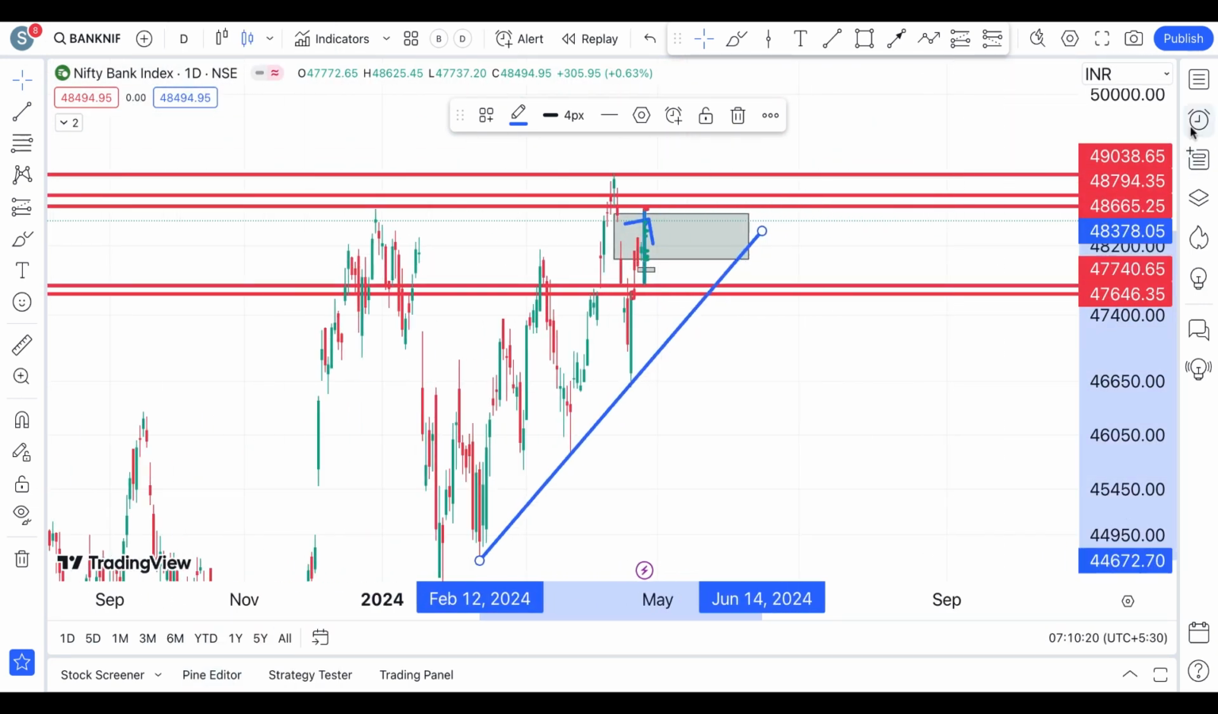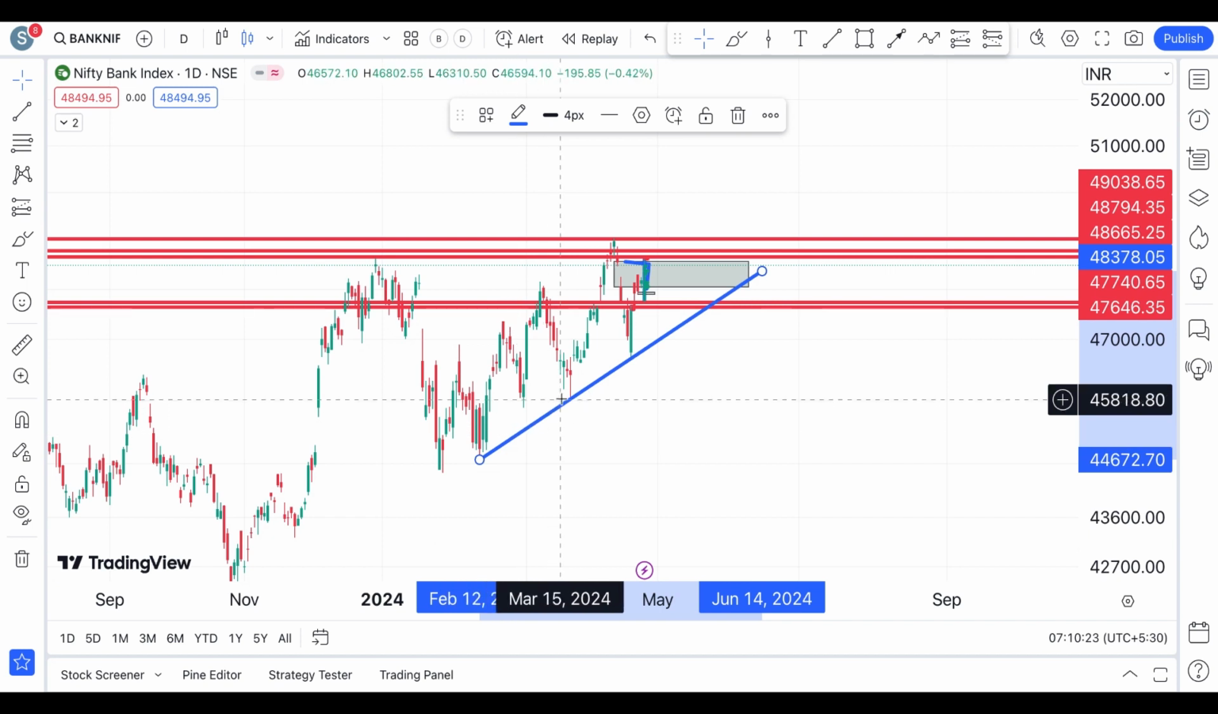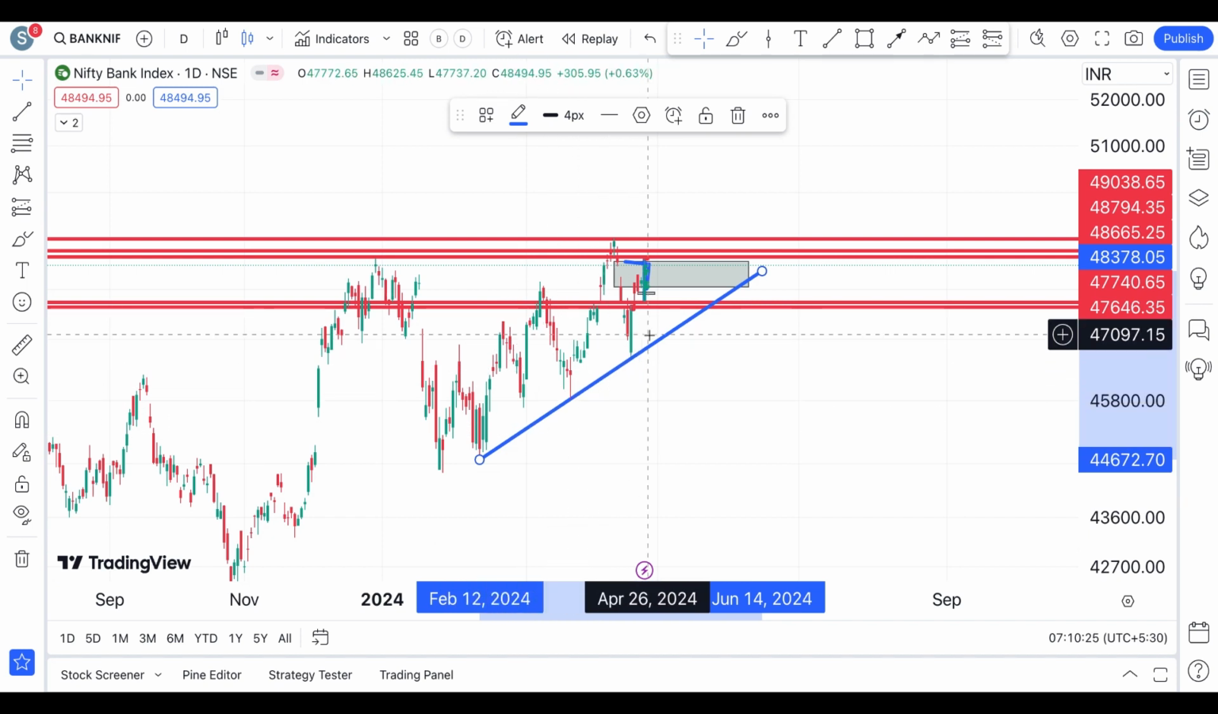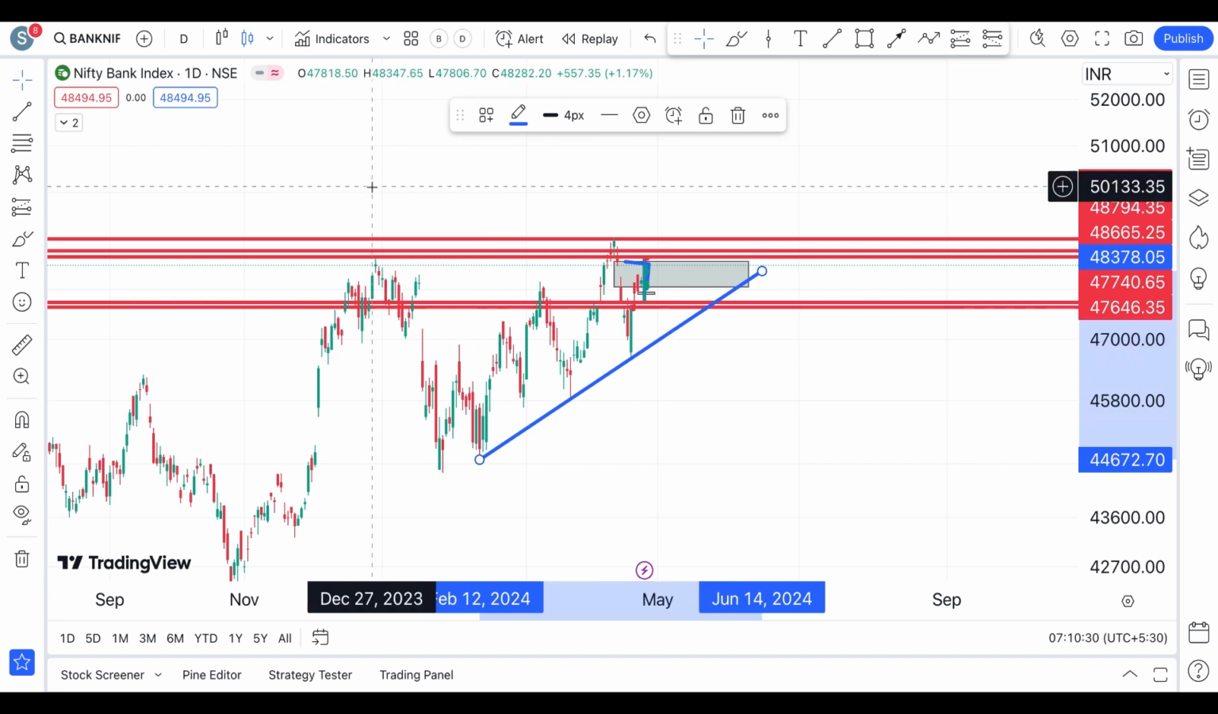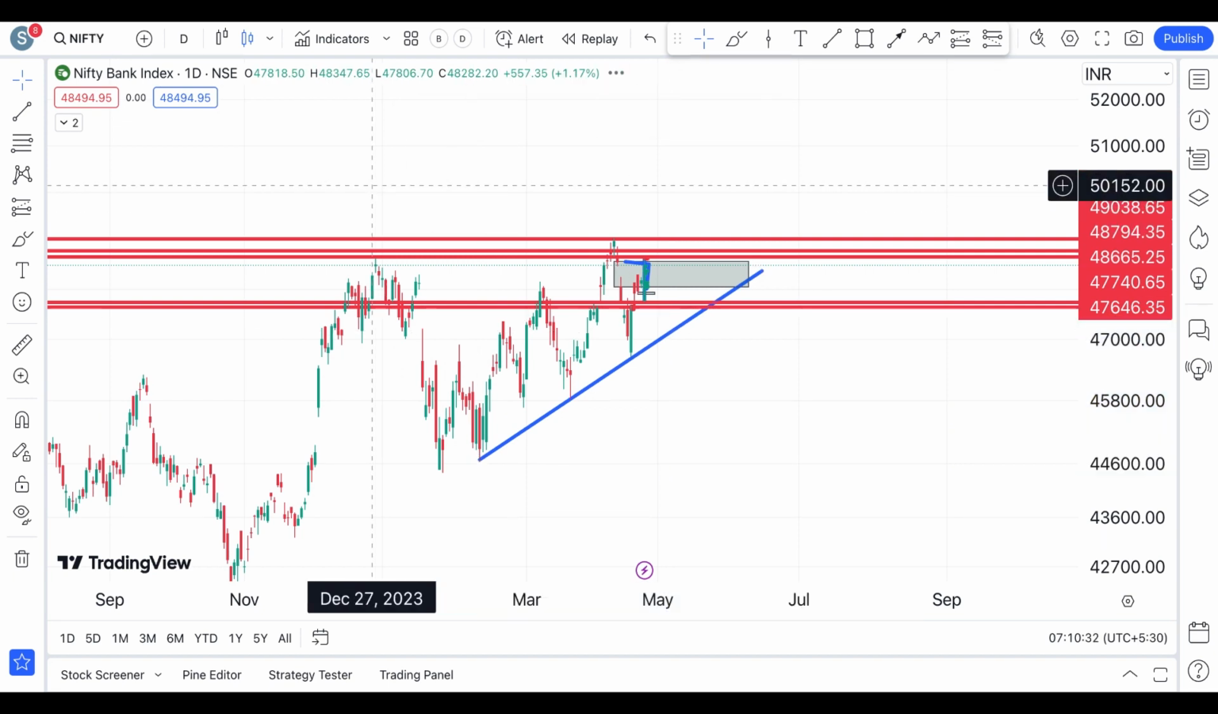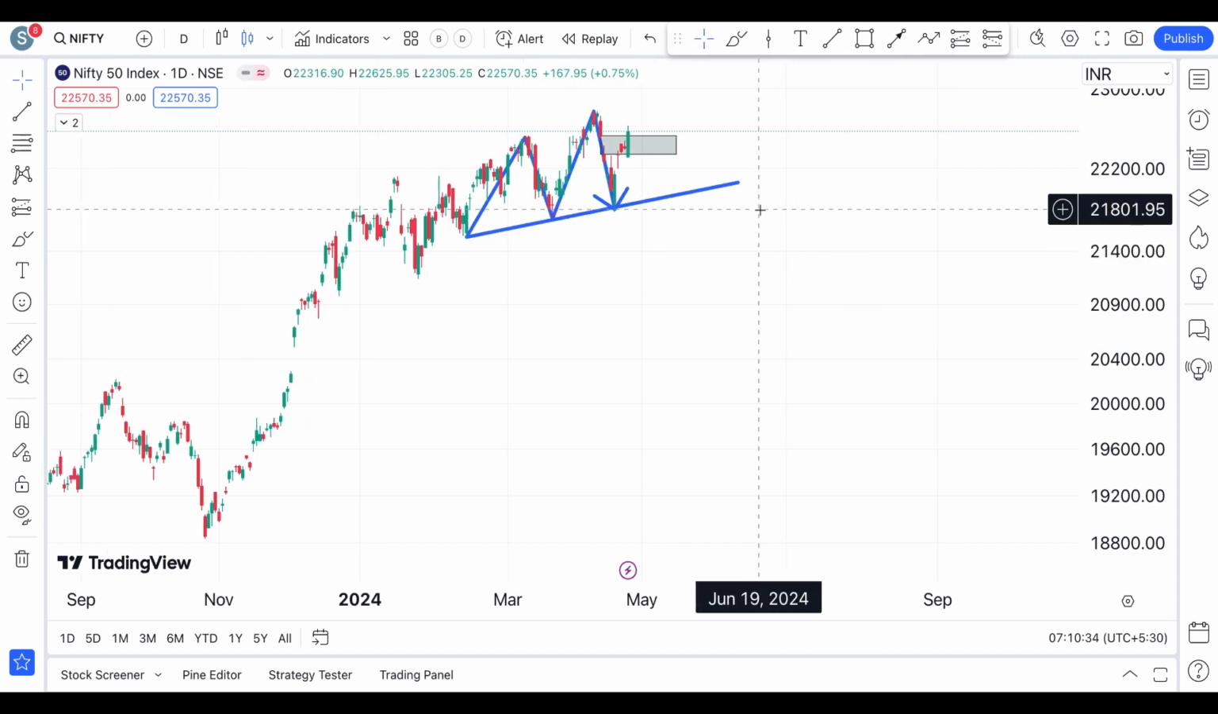Yes, here you can see this blue line is a trend line, support line, which we have drawn based on the daily's price action. So you can take that as a major support as well. Okay, that's it about the Bank Nifty. Let's now quickly change our chart to the Nifty and see how Nifty's chart is looking.